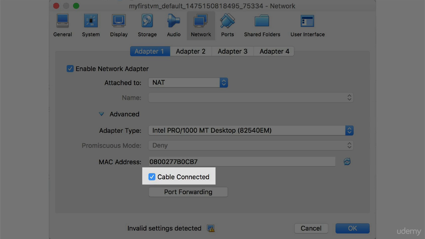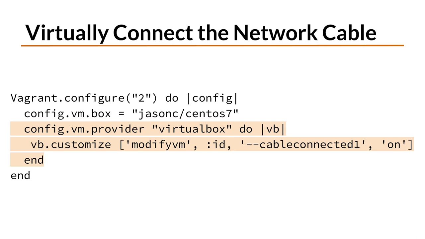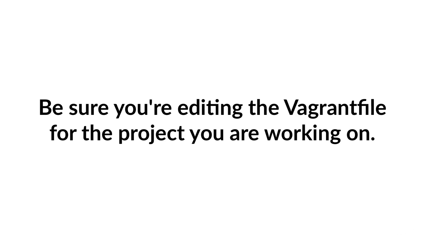Here's how. You add an additional stanza to your Vagrantfile, which is highlighted on your screen. This tells Vagrant to make sure that the virtual cable is connected for that virtual machine when it is started. Once you've added this additional configuration, you can run vagrant reload, which will restart the virtual machine, this time with a network interface enabled.